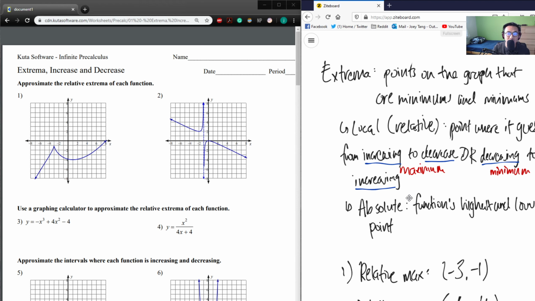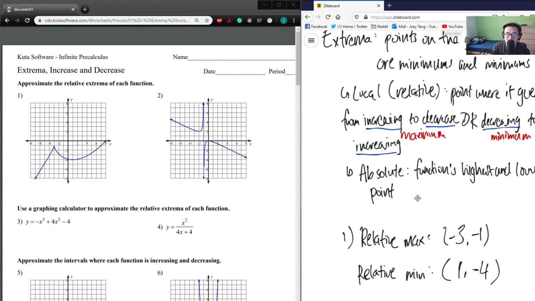That will be a point that will be a maximum, and then we define a minimum as a period of decreasing into a period of increasing. So that's for relative minimums in this case. And then for absolute maximum, it's this function's highest and lowest point. So when we say that some functions head towards positive and negative infinity, they won't have an absolute maximum or minimum. So sometimes relative maximums could also be defined as an absolute minimum or maximum as well. So those are the 2 points in terms of extrema that we talked about.